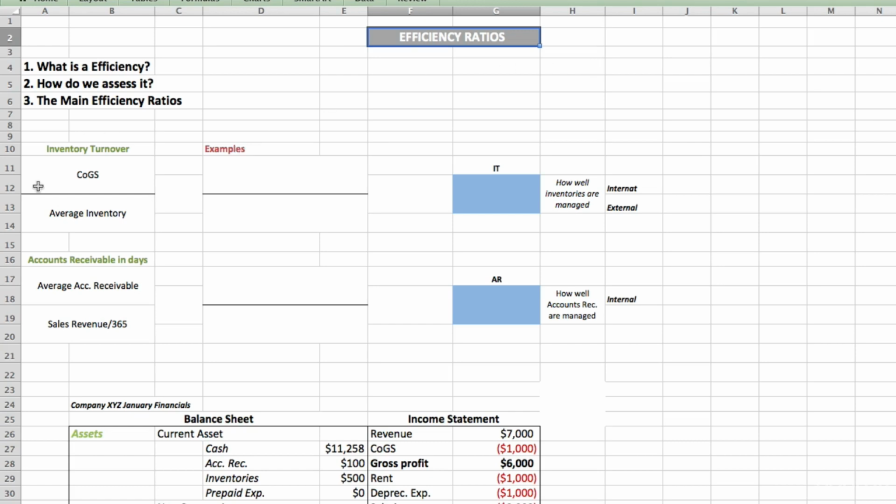And the reason why I'm just showing those two efficiency ratios, the inventory turnover and the accounts receivable in days, is because those are ratios that you can use as an external person, someone who is not internal to the company. Therefore, if we look at our inventory turnover first, this is given by the relationship between COGS and average inventory. So if we go on and solve this example here, we can get our cost of goods sold from our income statement.